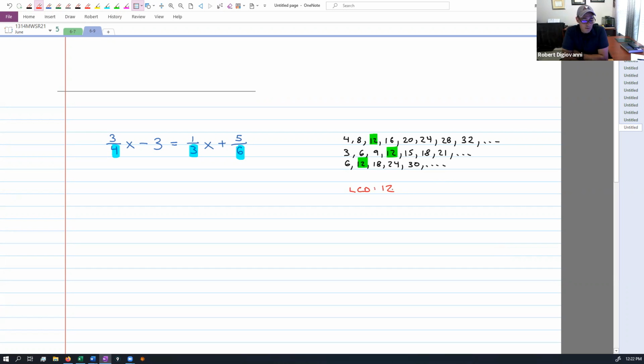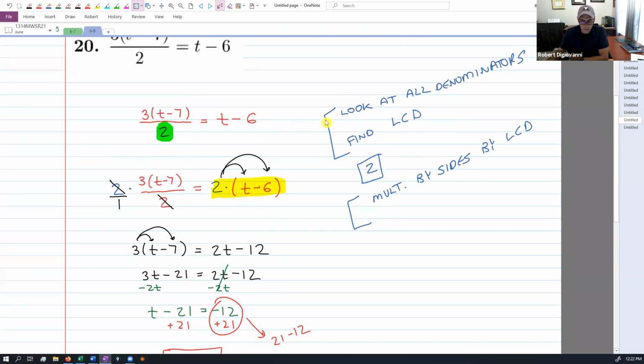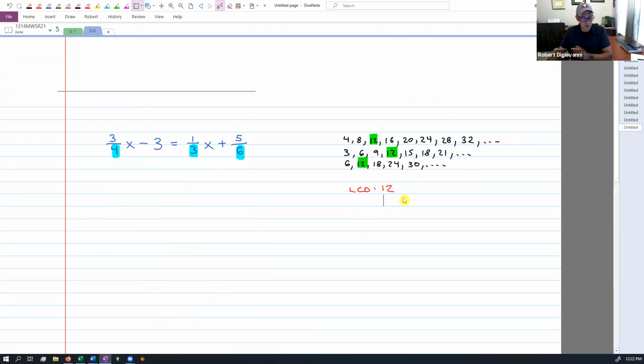What do we do with that 12? What do we do? So what did we do on the last one? When we looked at all denominators, we found the LCD, and now we will multiply both sides by the LCD. Both sides of the equation get multiplied by that 12. Okay, here's where things are going to be weird. We're going to do 12 times the entire left side equals 12 times the entire right side, like that.